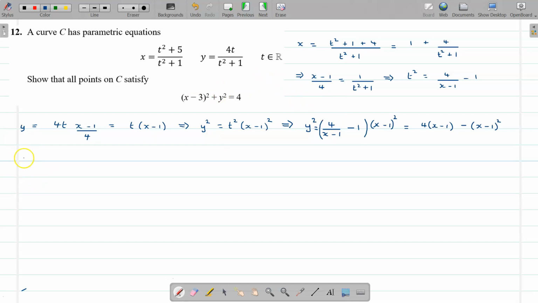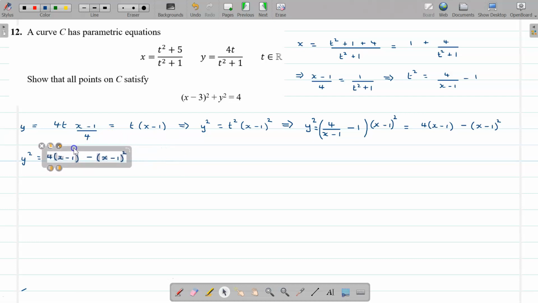So what I'm saying at the moment is that y squared, I'm just copying it down here, is equal to this thing here. Let me just make a copy of it, saves a bit of time. So y squared equals that. That's what I've got to so far.